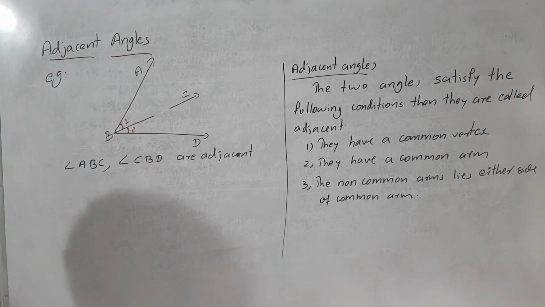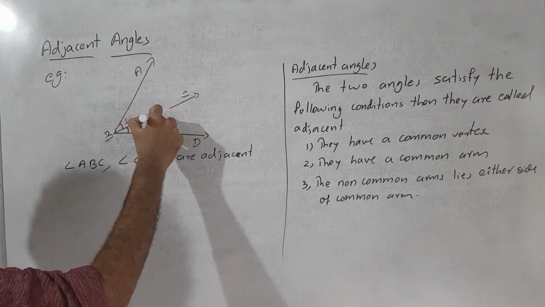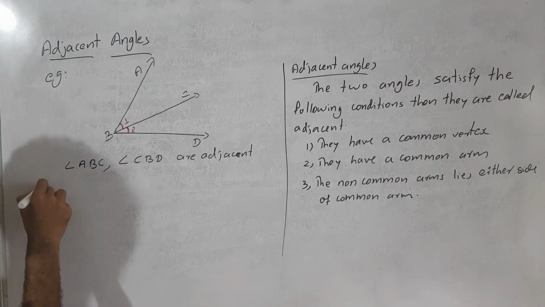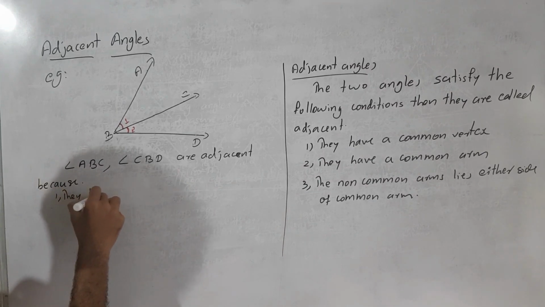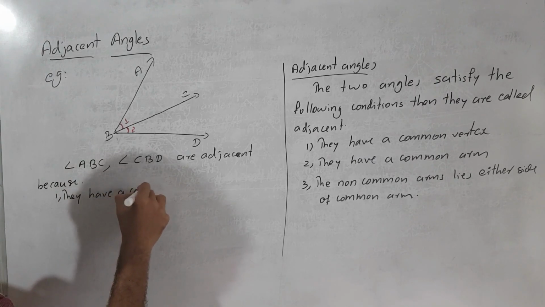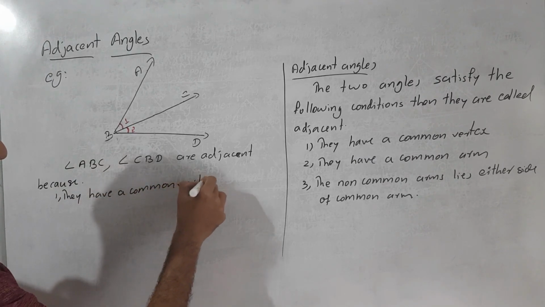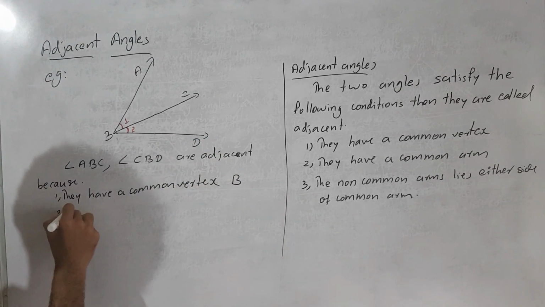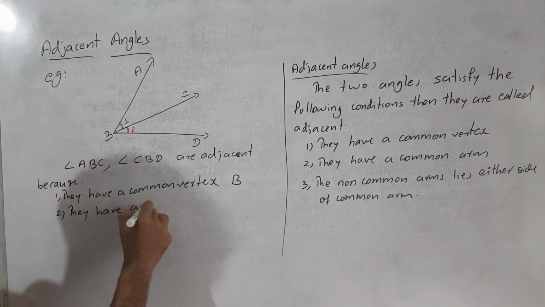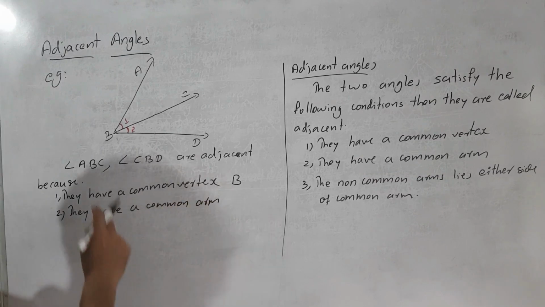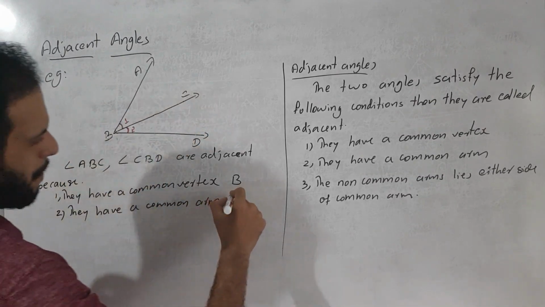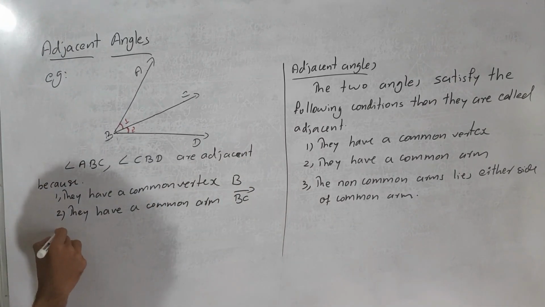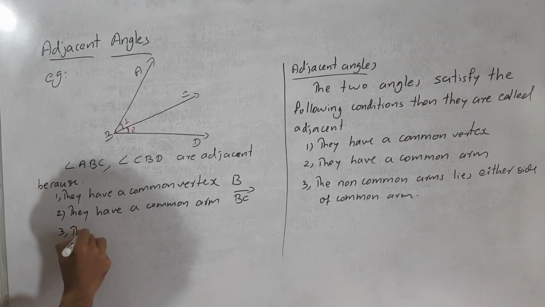Then what are the adjacent angles? Angle ABC and angle CBD are adjacent. Why? Because they have a common vertex. What is the common vertex here? Yes, common vertex B. Then the second condition, they have a common arm. What is the common arm of these? BC, ray BC. Correct? Then the third one, the non-common arms.